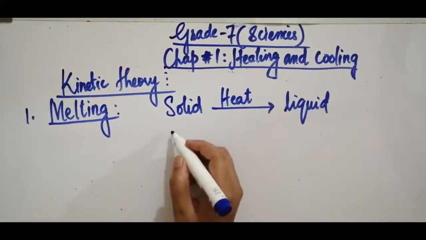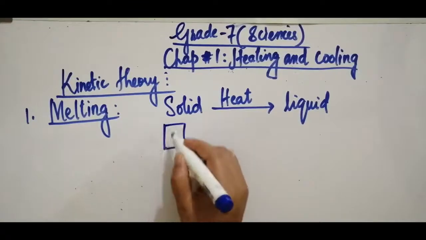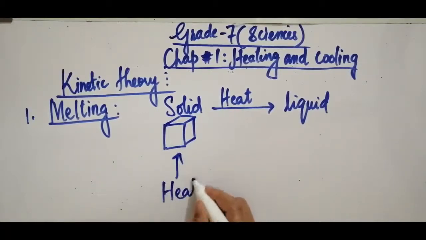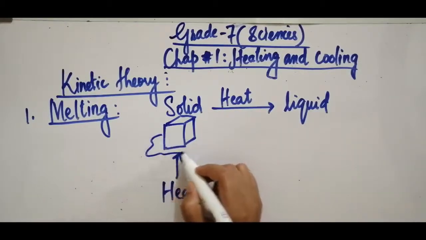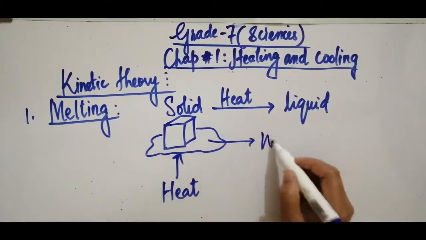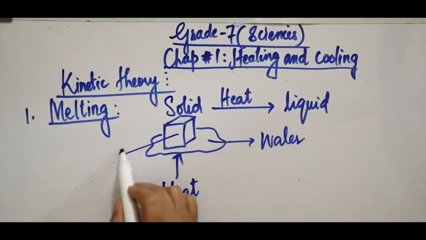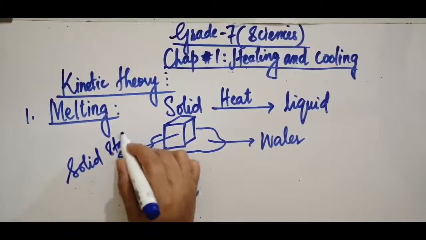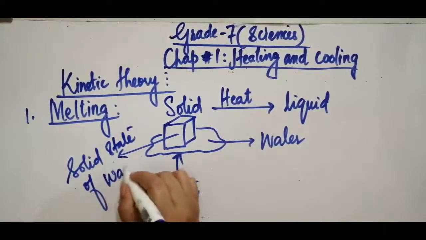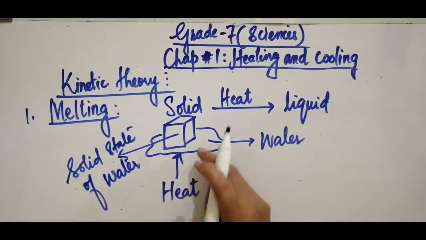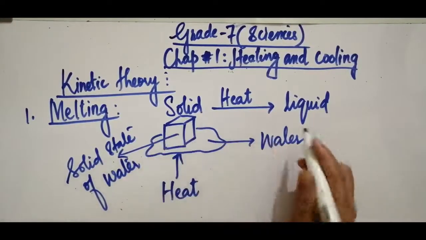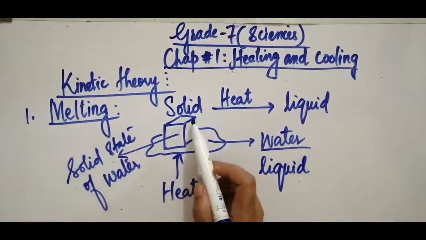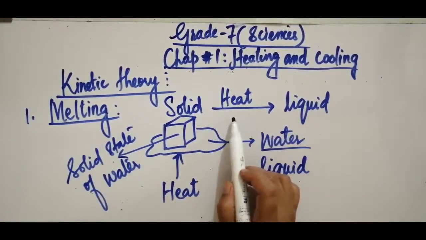Suppose, consider an ice cube. If you provide heat to the ice cube, what happens to it? It melts into water. So which form is this ice cube? It is a solid state of water, solid form of water. And after providing heat, it melts, and due to the melting, it is converted into its liquid state. So what is basically melting? It is a conversion of solid into liquid on heating.